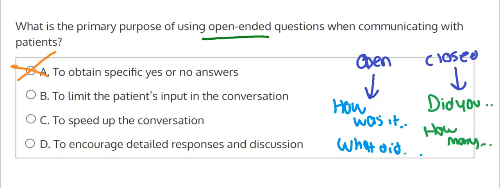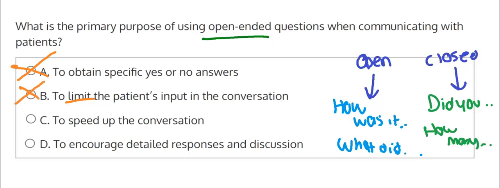Option B says to limit the patient's input in the conversation, and it would actually be the opposite. We don't want to limit, we want to encourage more conversation from the patient and find out more information. So we want to use open-ended for that. That would be to increase, not to limit. So we'll eliminate option B.